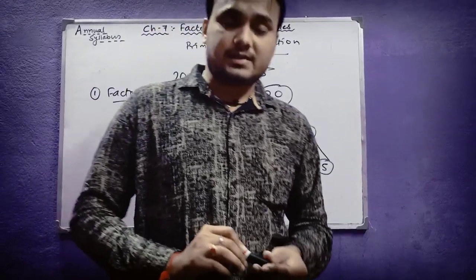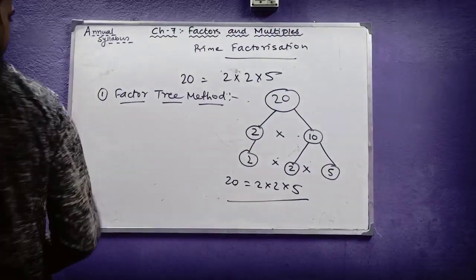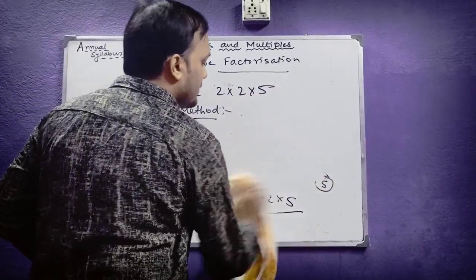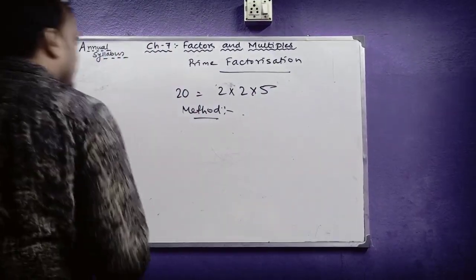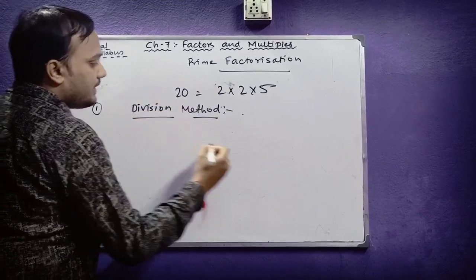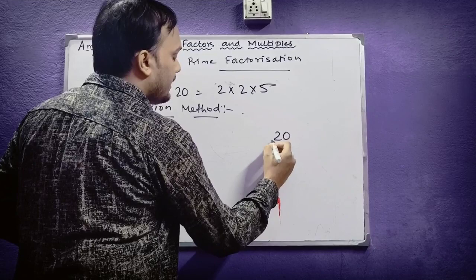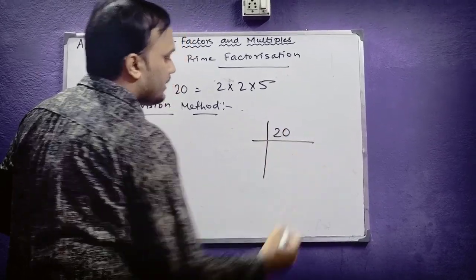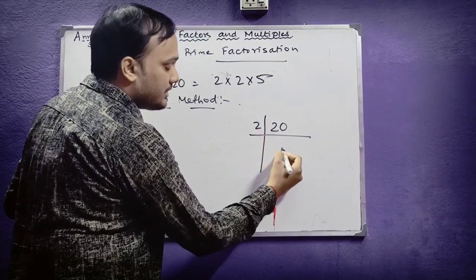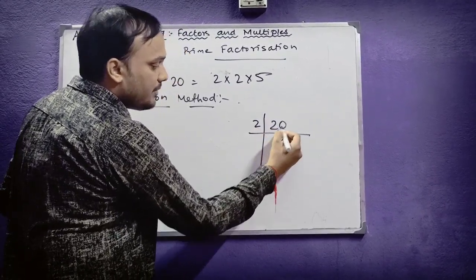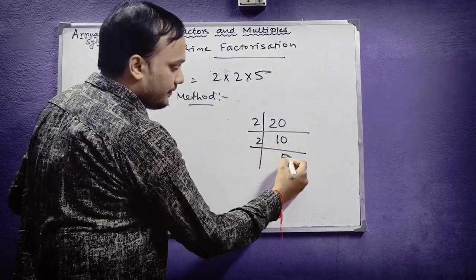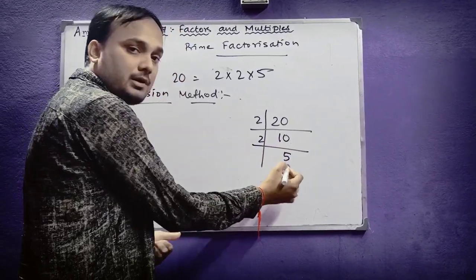Now the next method is the division method. The division method is also very easy. In the division method we will simply do like this. We'll write 20 here and we'll make a table like this. Now 20 is divisible by 2, that means 2 into how much? 2 into 10 will be 20. Again 10 is divisible by 2, 2 into 5. Since 5 is a prime number, I'll stop here.